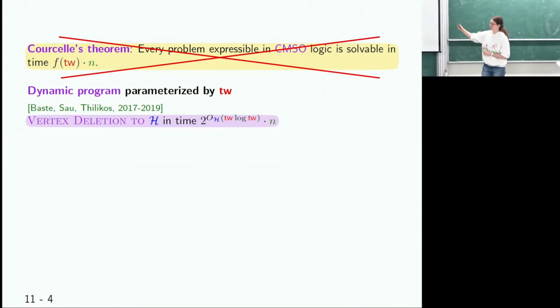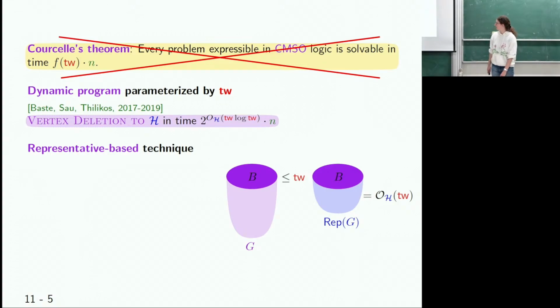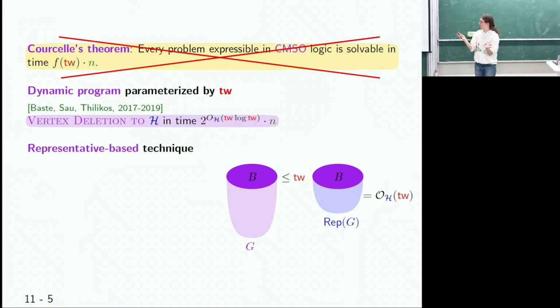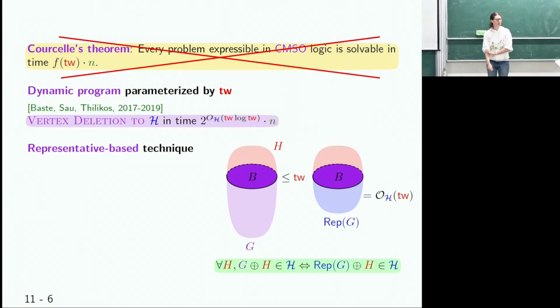So I will just first explain for vertex deletion, because it will help us for the general case. So here we use a representative-based technique, which says that essentially if you have a graph G with some boundary, some vertex set B on some kind of boundary, then you can find a representative of this graph G of small size, such that no matter how you grow a graph on the other side, the first graph belongs to H if and only if the second graph belongs to H.